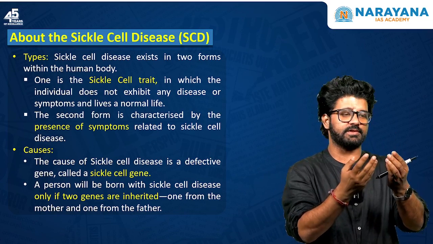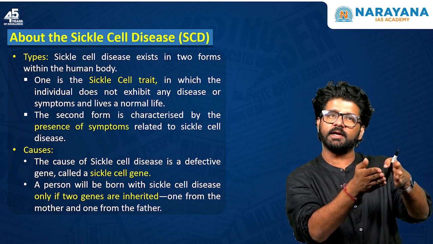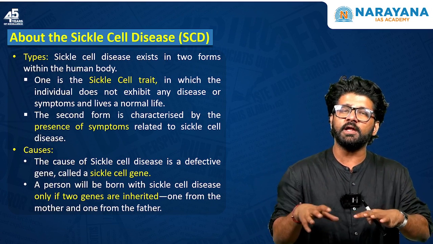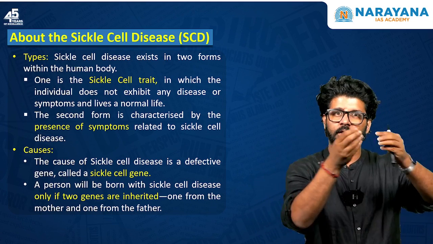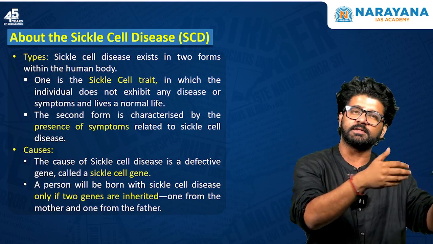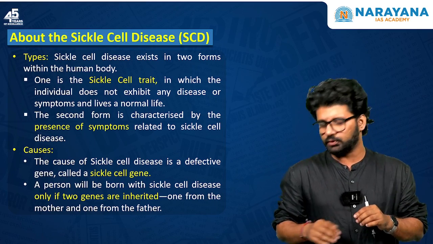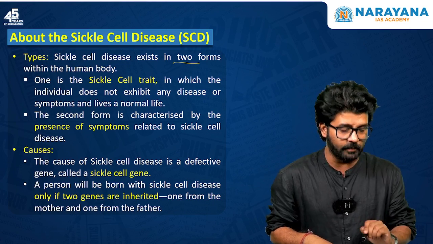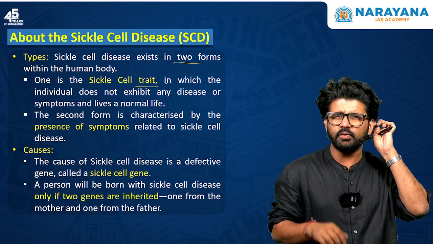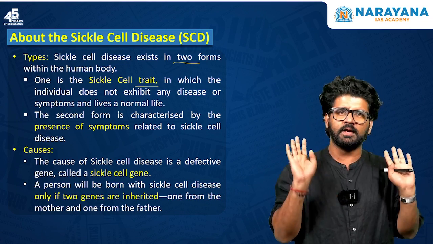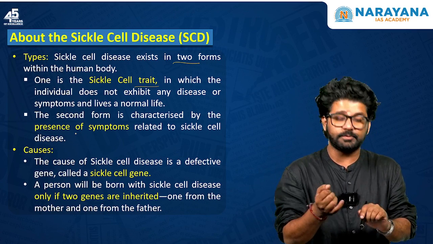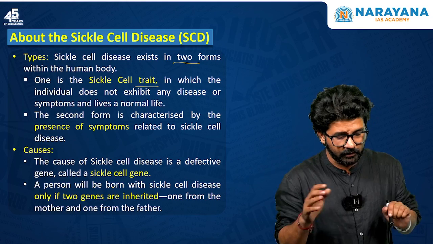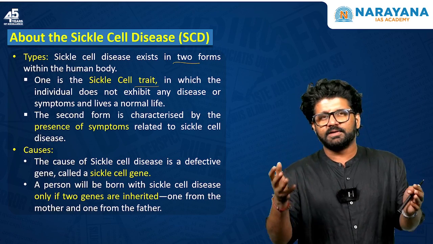The shapes of RBCs are changing, so they are not getting transmitted through different blood vessels. And when there are fewer RBCs in your body, which are responsible for transporting oxygen, among other things, you will feel dizziness, you will feel sleepy. So what are the different types? Sickle cell disease exists in two forms. First is sickle cell trait, in which you will not exhibit any disease or symptoms. You will live normally. Second is characterized by symptoms, when the magnitude of sickle cell increases. In this scenario, you will again feel dizziness and those things.